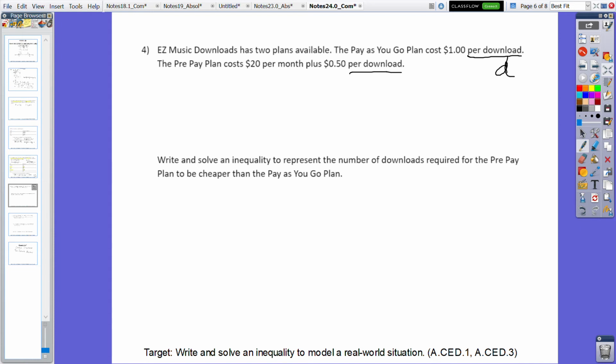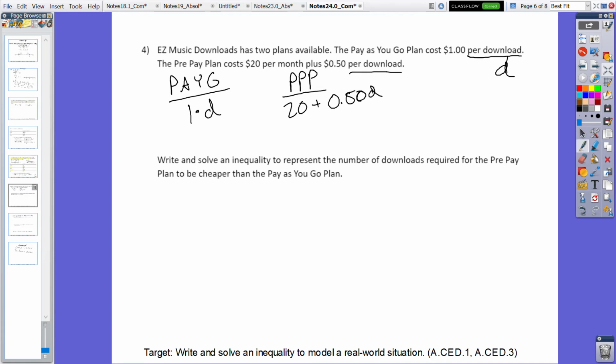Okay, so the pay-as-you-go plan, so P-A-Y-G, it's $1 per download. We're going to call that just 1 times D. Okay, and then the prepaid plan is $20 plus 50 cents per download. That's how we write that, okay? So we want to write an inequality that represents the number of downloads required. Oh, I forgot, not P, it should be D. Let me try that again.